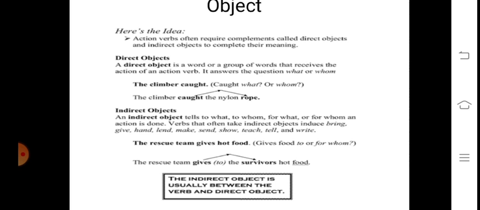The rescue team gives hot food. Gives food to or for whom? The rescue team gives the survivors hot food. Gives to whom? Survivors. So, it's an example of an indirect object. The indirect object is usually between the verb and the direct object.